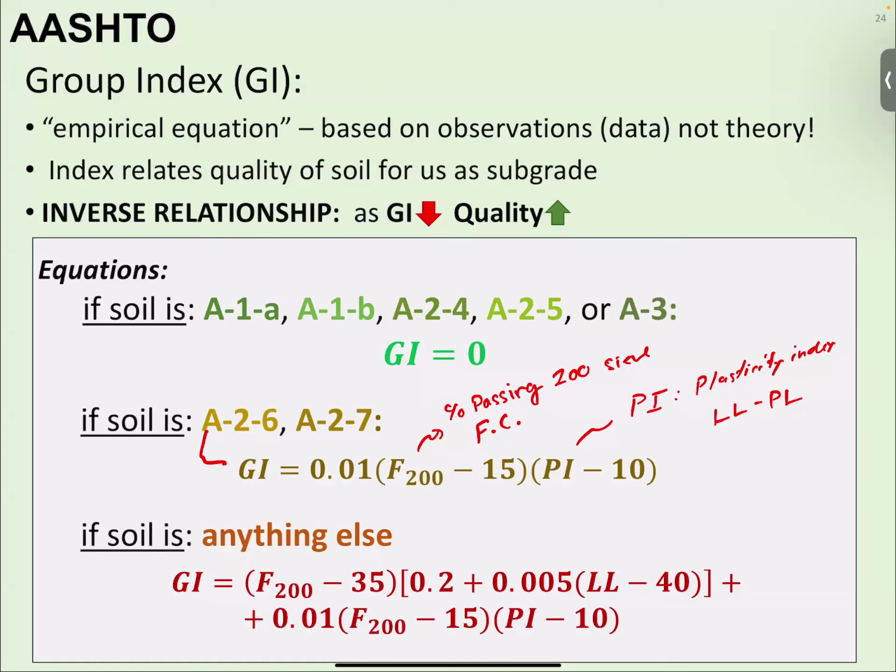So again, this is one of those if statements. If our soil is A1, A2-4, A2-5, or A3, then our GI is 0. But if our soil is A2-6 or A2-7, then we have to calculate the GI value. And if it's anything else, so if it's not one of those, then we have to use this further empirical equation here.